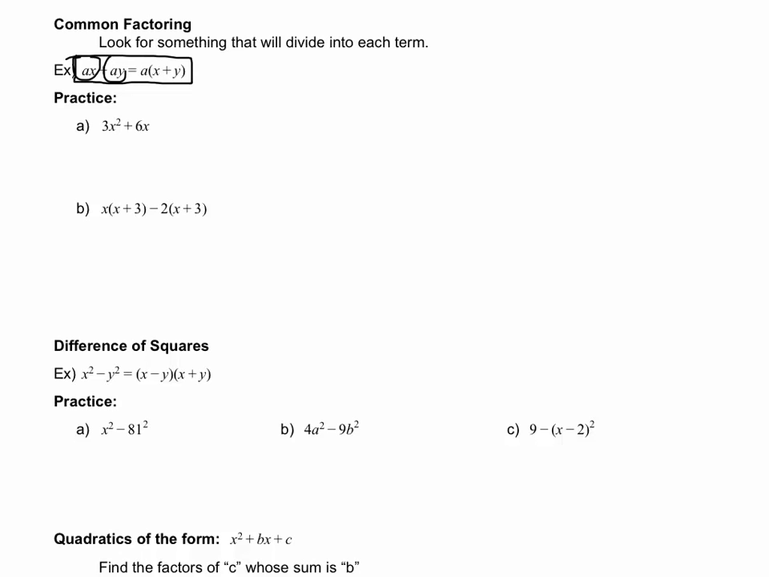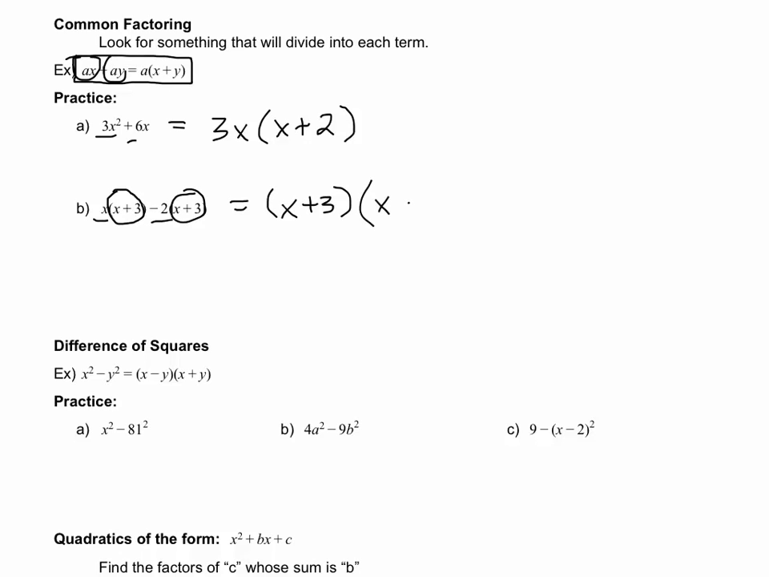First example then, 3x squared plus 6x. Both terms have a 3x in common. This will then factor to 3x times (x plus 2). The second one, in both terms, this (x plus 3) is common. Factoring that out then, we'd be left with (x plus 3), and then left over we have (x minus 2).